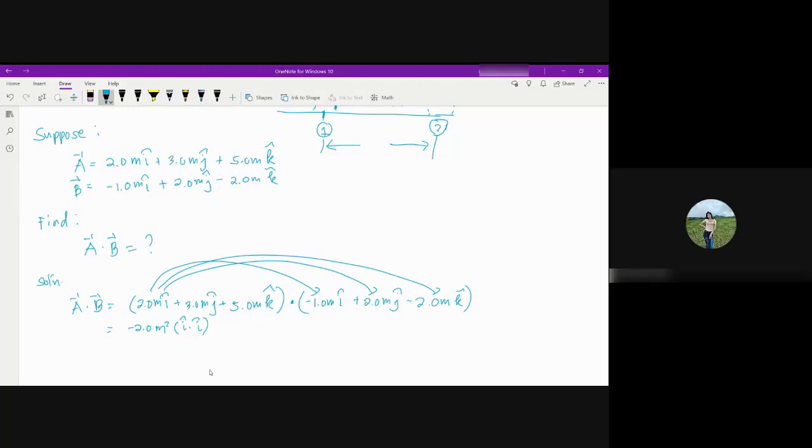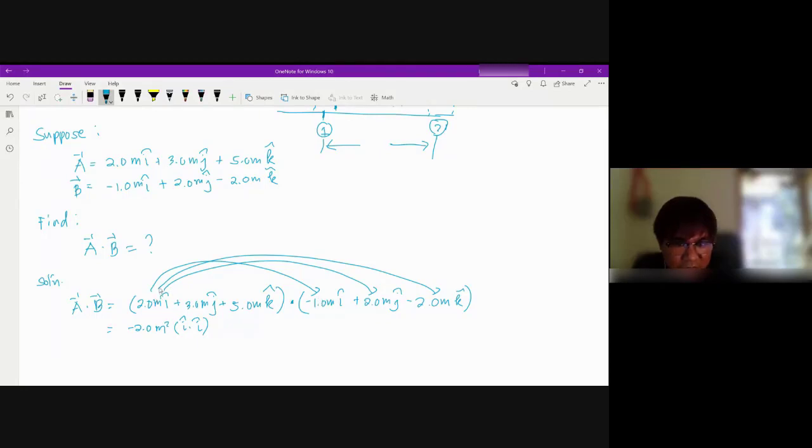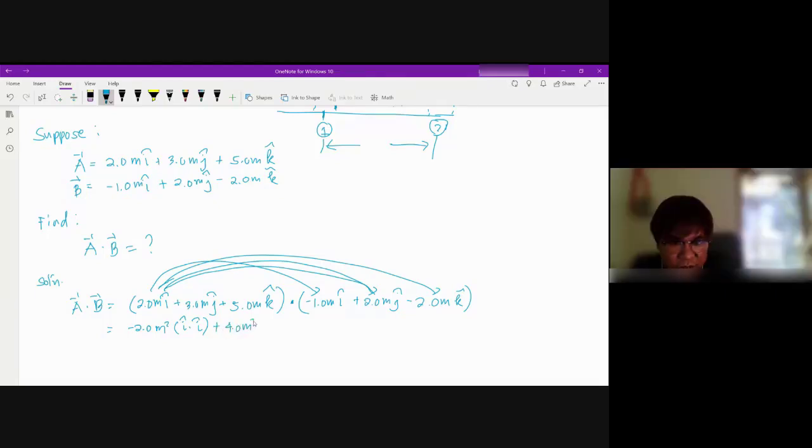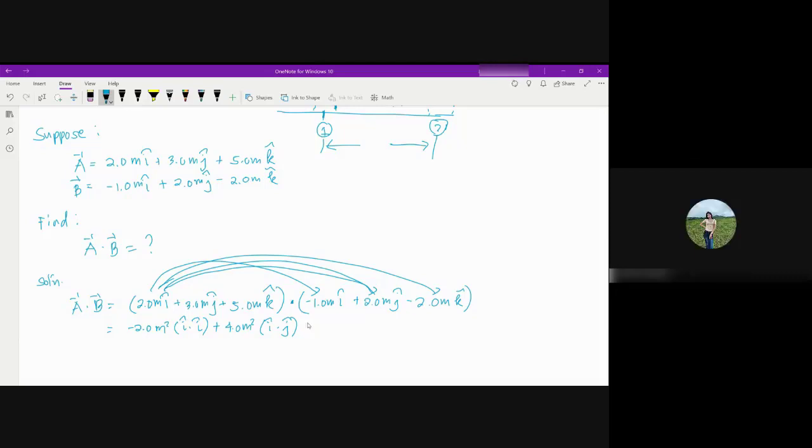Yes, sir. Okay, so this is the first term. The second term, we distribute toward the second. So you have positive 2 times positive 2, that would mean plus 4 meters squared. And you have the unit vectors, i hat dot with j hat. Okay? Yes, sir.